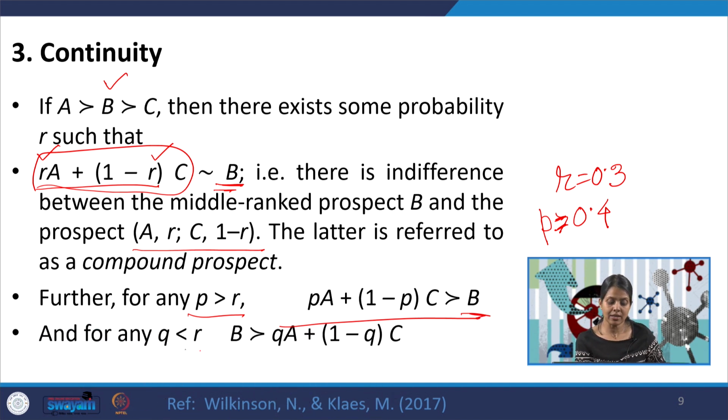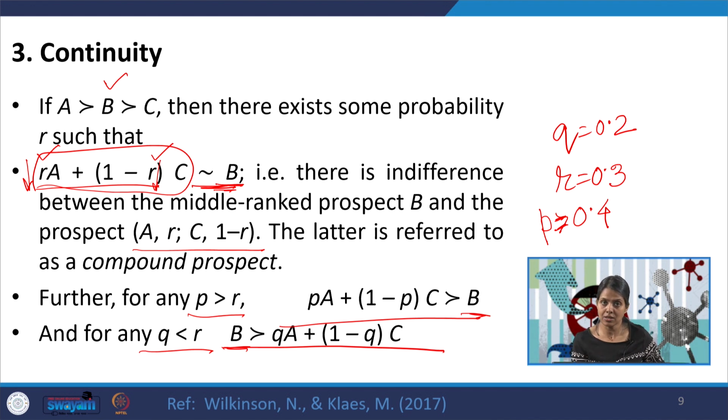Similarly, if there is any Q which is lower than R, suppose Q is equal to 0.2, then as the probability of winning this amount decreases, earlier it was indifferent, but it will not remain indifferent anymore. Now, B should be preferred to Q A plus 1 minus Q C. Continuity also implies that our preferences would remain consistent or transitive across different values of probabilities.